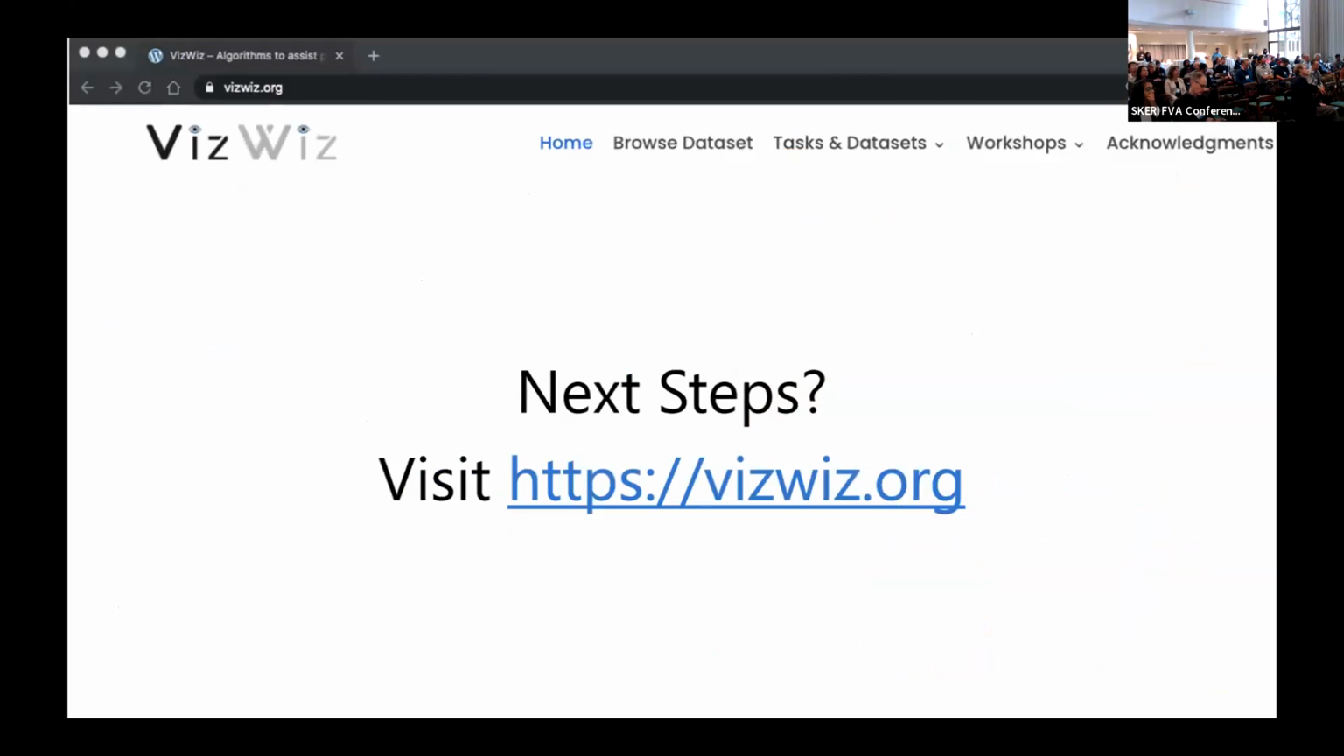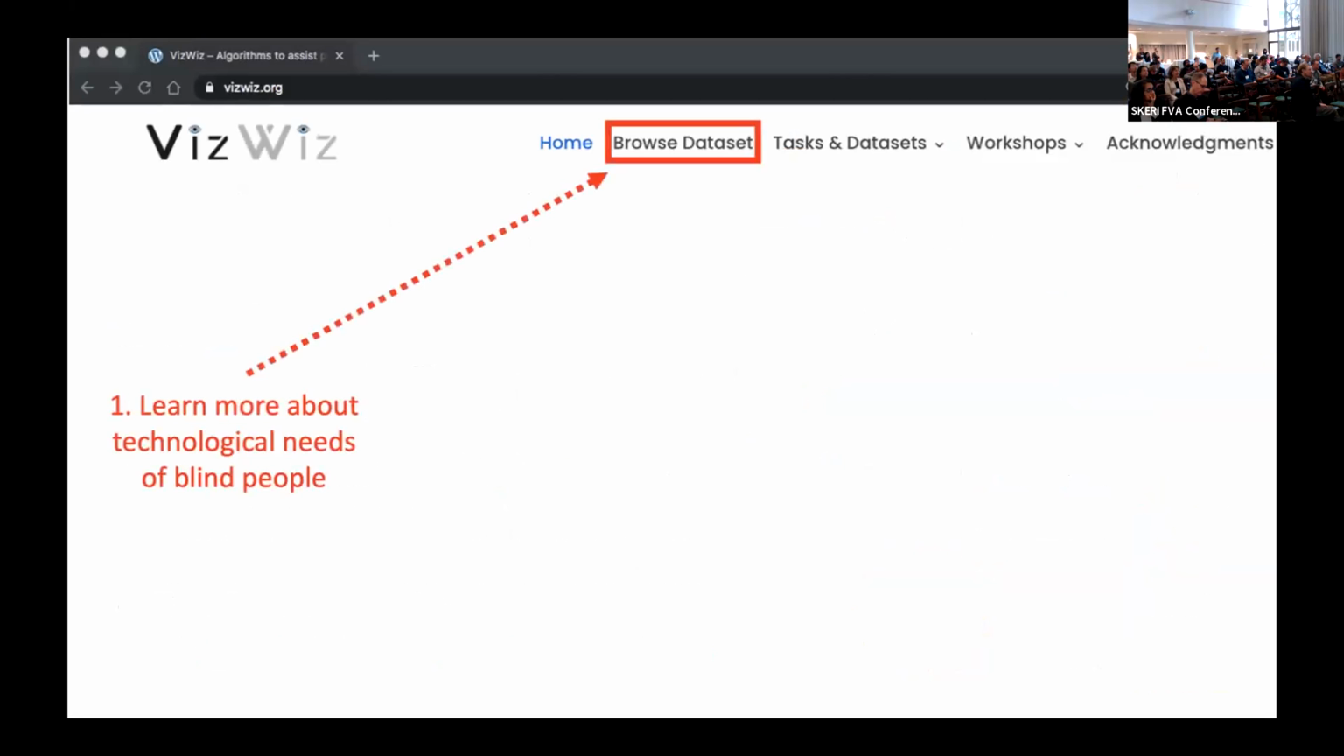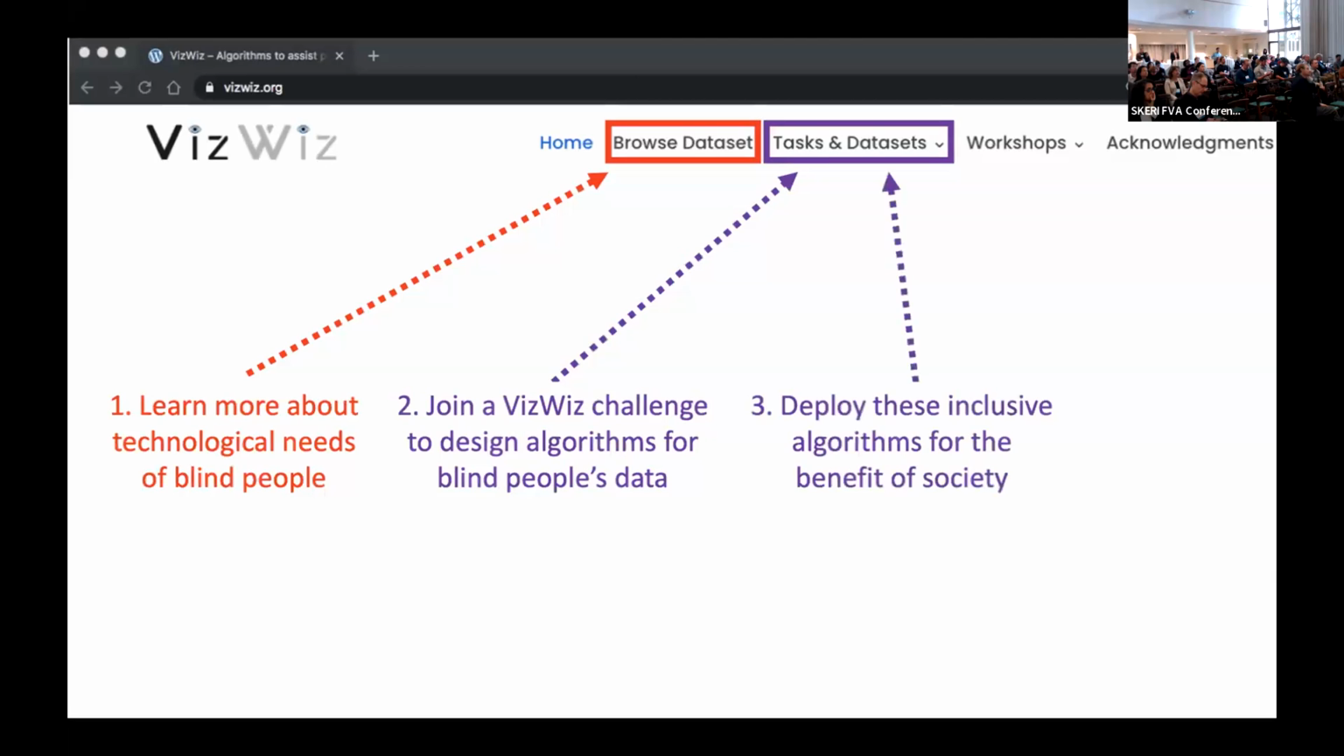And so if you want to get involved, I encourage you to visit vizwiz.org. Everything I've talked about and more is on this page. You can, from this page, learn more about technological needs of blind people by browsing the dataset. You can join a VizWiz challenge to design algorithms for blind people's data. You can deploy these inclusive algorithms for the benefit of society. You can also join our community by coming to our annual workshop.